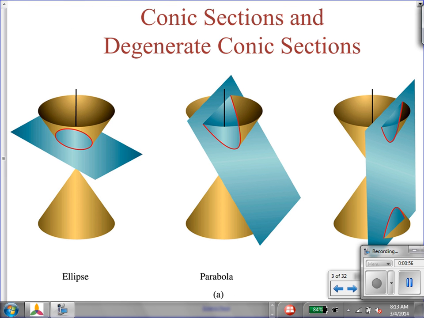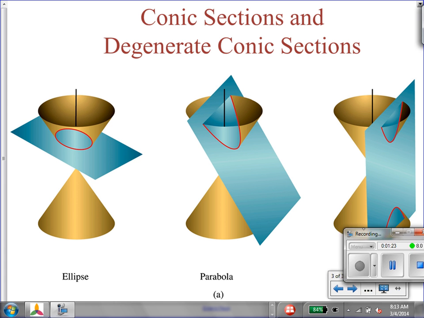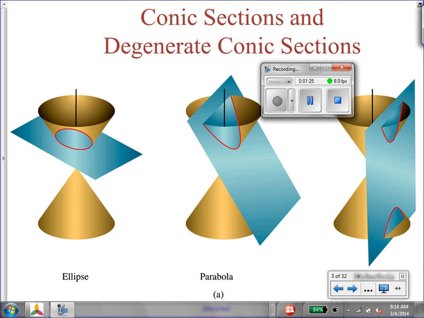Conic sections and degenerate conic sections. So what you're looking at is that same cone that was formed from the previous slide, and what we're doing now is taking slices of that. Okay? If you take a slice through the side like this first one, it's going to form an ellipse. If you take one going through the top here, you can see that that forms a parabola. This one you can't see because I got stuff in the way.